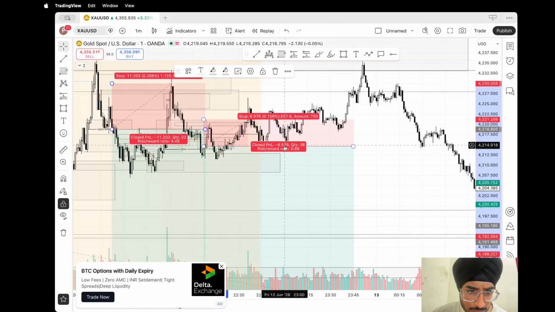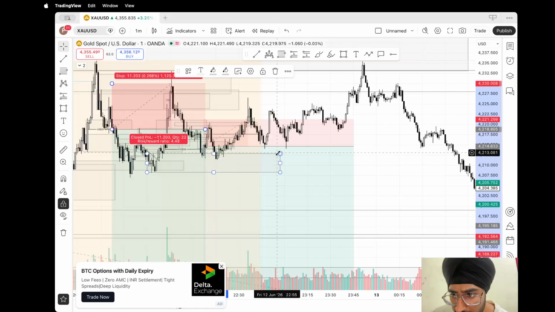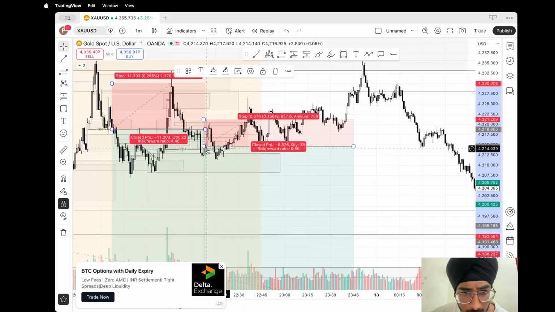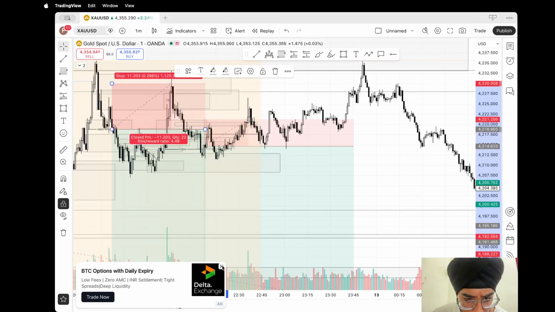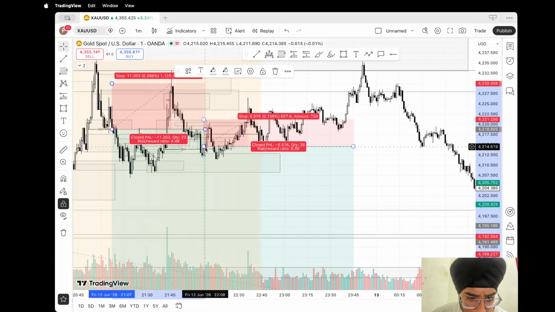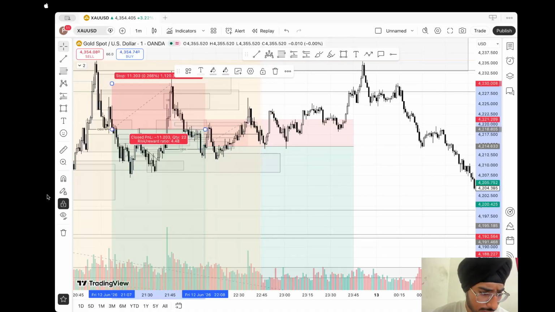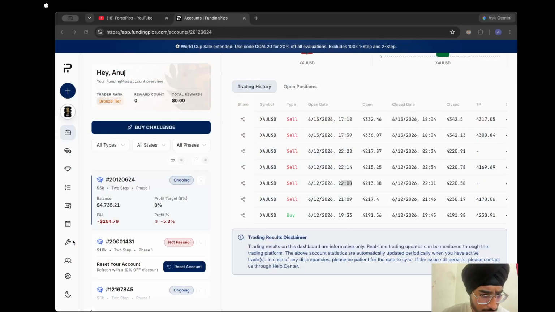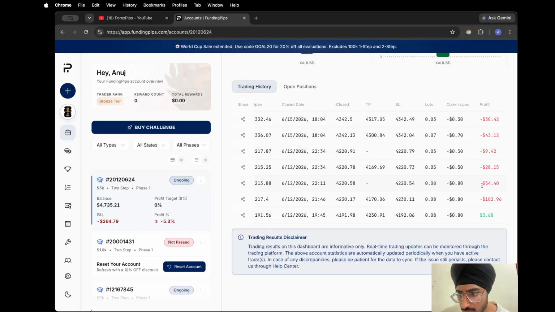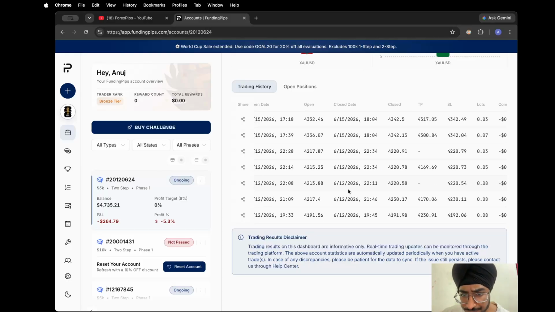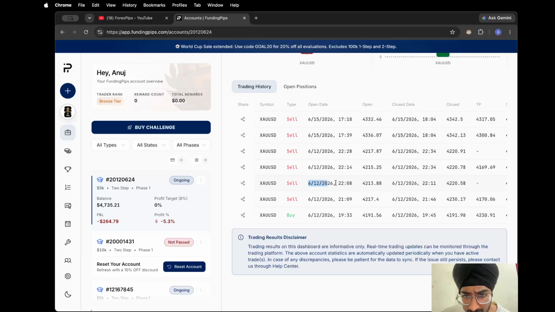So this must be the second one. 4213, yeah, somewhere here. 22.8 is around here. 22.8, yep. So this was the second entry. I again got stopped out, and then let's see what I did. As far as I remember, I just took these two trades only. So the second, then again we got a loss of 154 USD. Then same day, so this is done.